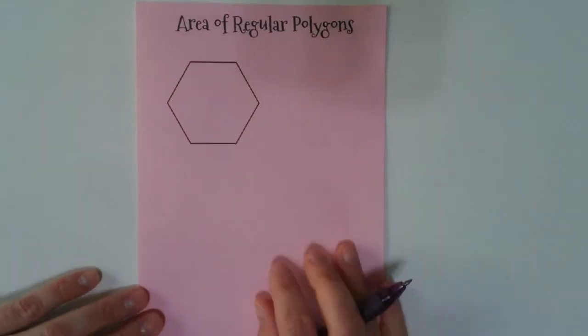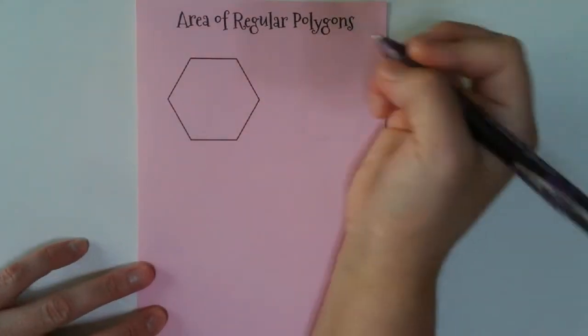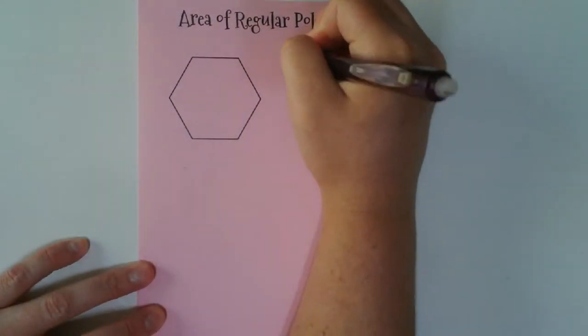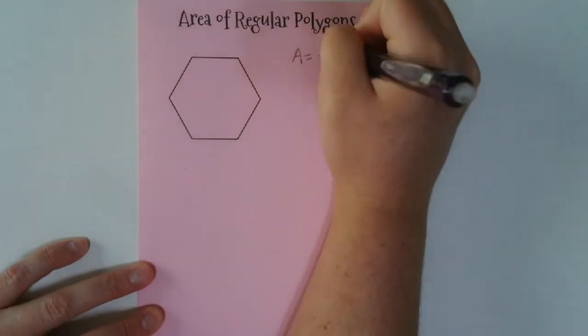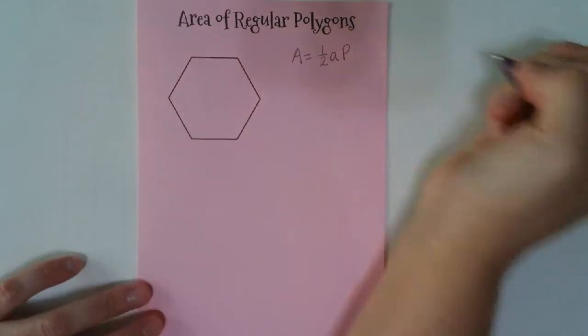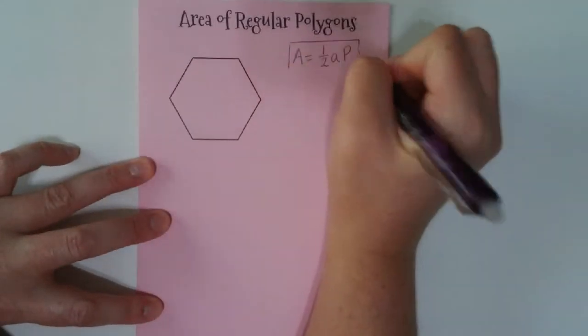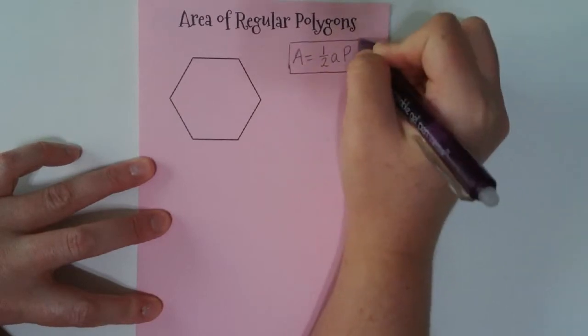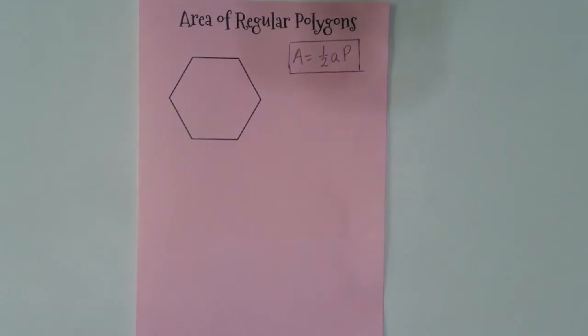Today we are going to be learning about area of regular polygons. The formula for the area of a regular polygon is A is equal to 1/2 a lowercase a and an uppercase P. In a minute, I will tell you what the lowercase a and the big P stand for.